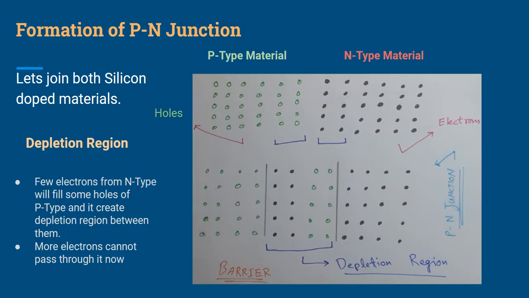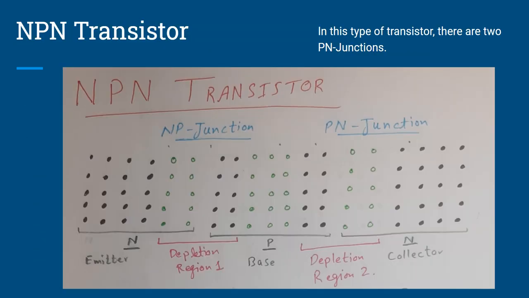From this p-n junction, we are going to make NPN transistor and PNP transistor. As from the words we can see, we are using three types: N-type, P-type, and again N-type. In this NPN transistor, we are having two junctions. First is N and P junction, and second one is P and N junction, as we can see here.